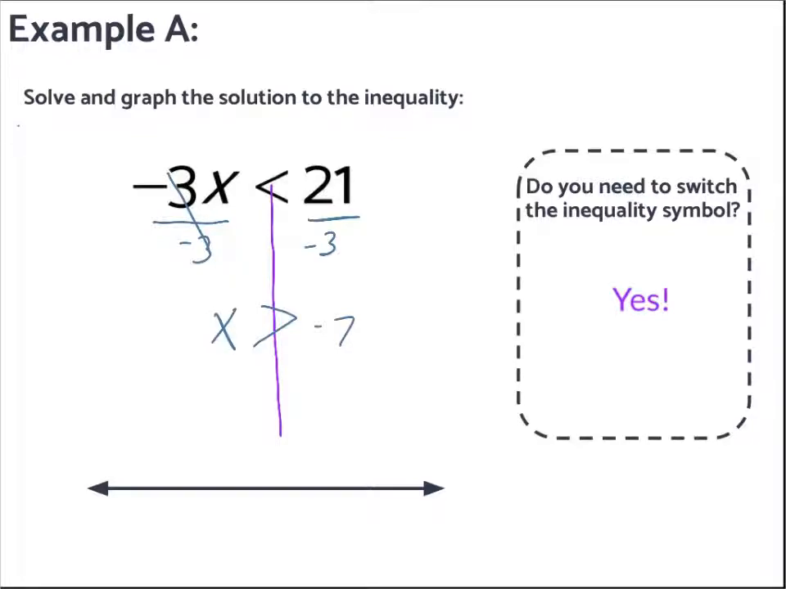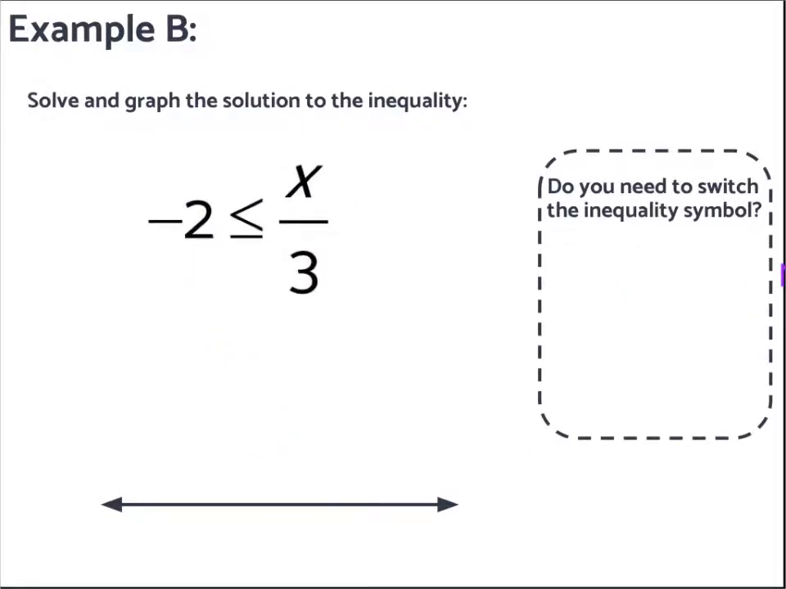So let's make our graph down here. We're going to put a -7 right down there in the middle. And do I need an open dot or a closed dot? Since it's not greater than or equal to, it's going to be an open dot. And then we need to figure out, is it going greater than or less than? In this case, it is greater than. That means my arrow goes to the right where the greater numbers would be. And that is example A. Now let's take a look at example B.